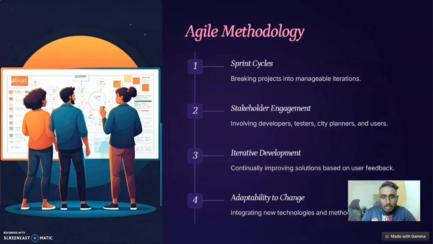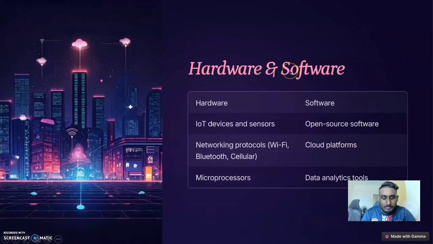So next I'm going to talk about hardware and software for this smart city. So the hardware: IoT devices and sensors, networking protocols such as Wi-Fi, Bluetooth, and cellular. Also use microprocessors. As for software: open source software, cloud platforms, and data analytic tools.